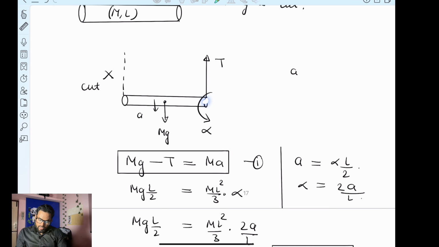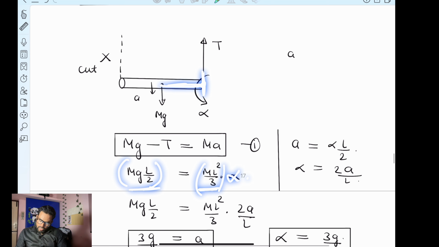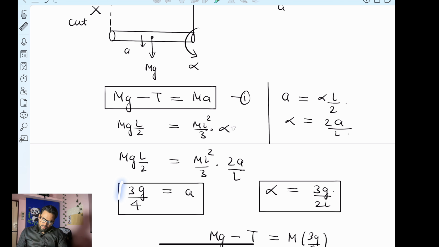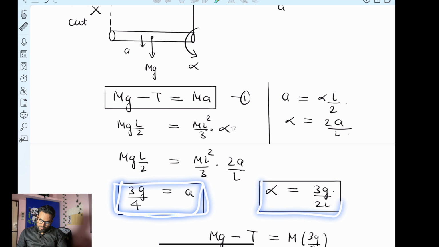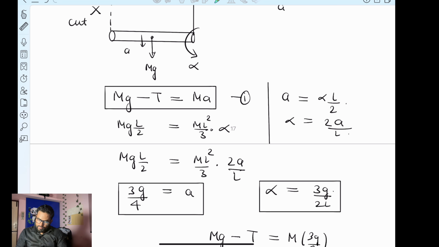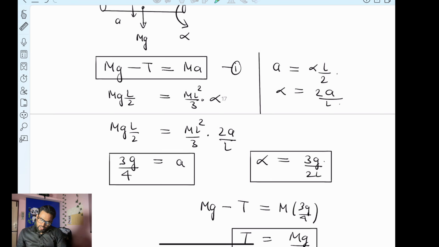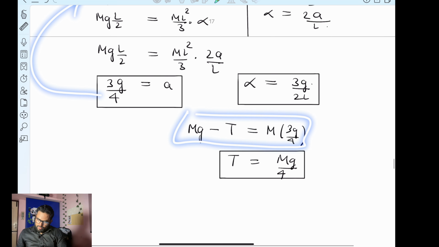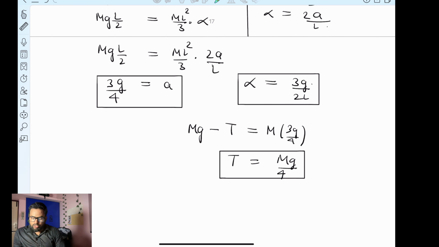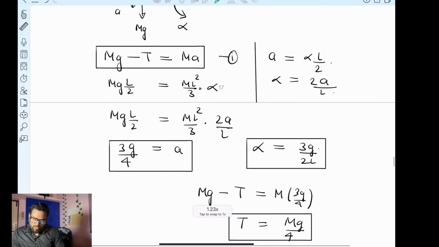So torque about this point would become mg into this length l by 2, so mg into l by 2. Torque is inertia into alpha. Inertia of the rod about this end is m l square by 3. Alpha is this one. So by combining these two, we'll get the value of acceleration as well as alpha. Got it? Easy. Now put this value of acceleration in the first equation. You will get this relation. From there, we'll get the value of tension also. So tension is how much? mg by 4. Okay.